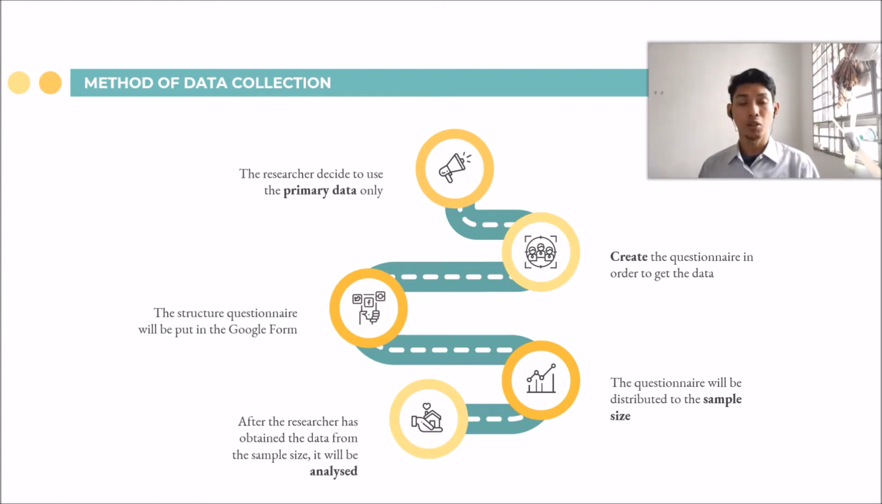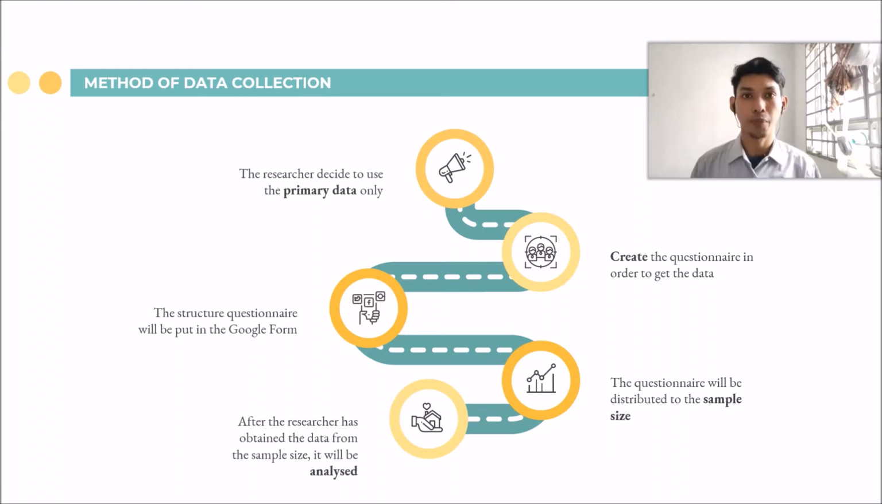This is primary data. What is primary data? Primary data is the data collected or obtained by the researcher for the first time. The researcher will create a set of questionnaires in order to obtain the data from the residents or respondents. The researcher will use an online platform such as Google Form to obtain the data from the residents.